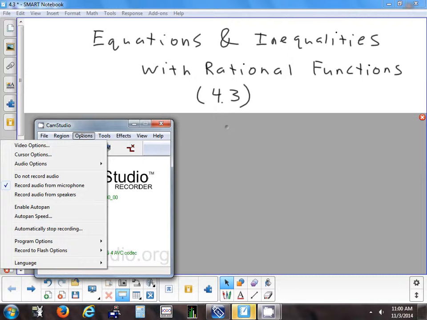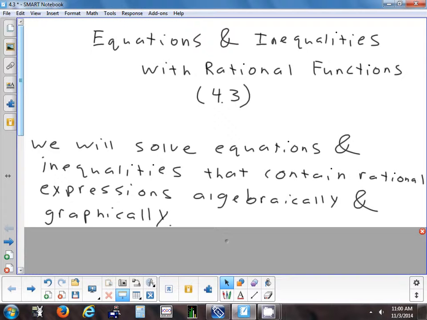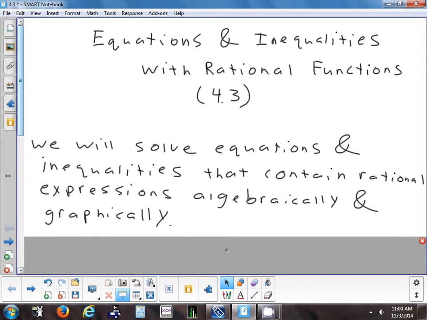All right, so we're going to take a look at section 4.3, which is on equations and inequalities with rational functions. Basically the goal is we're going to take equations and inequalities that contain rational expressions, so fractions that have polynomials in the top and the bottom, and we're going to solve them. We'll do some algebraically and we'll do some graphically.